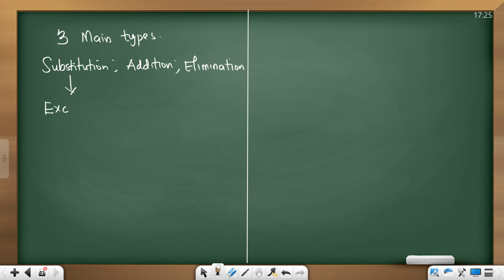Substitution is to exchange. Addition is a plus. You are adding something. Elimination is to remove or delete. I am going to be needing that word delete. Substitution, exchange. Addition, you are adding. And what are the things that we can add? What are the things that we can eliminate?